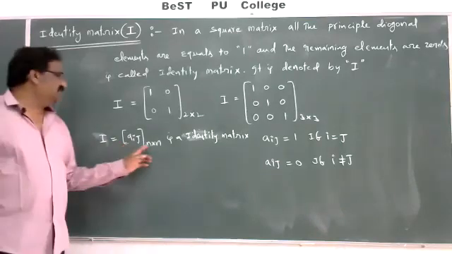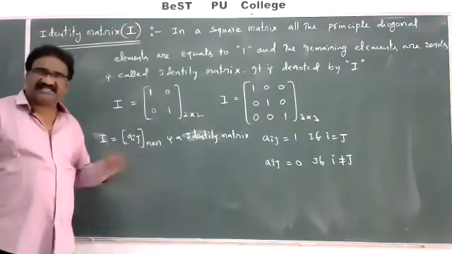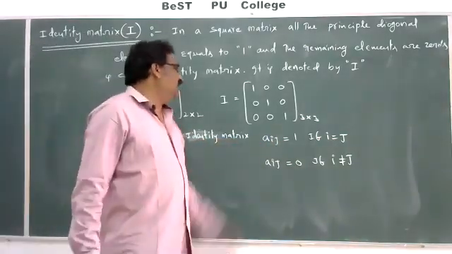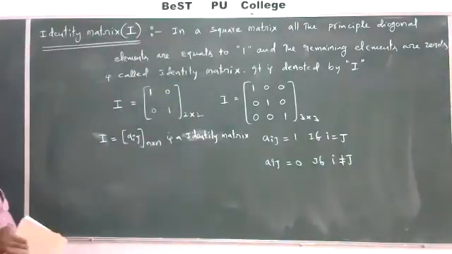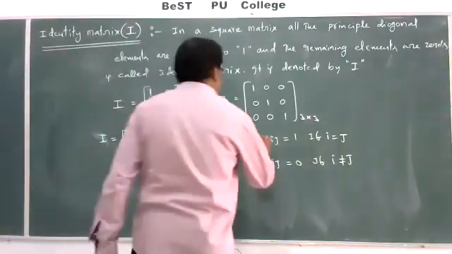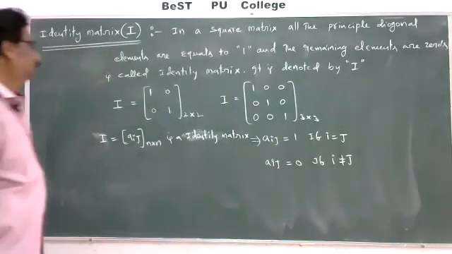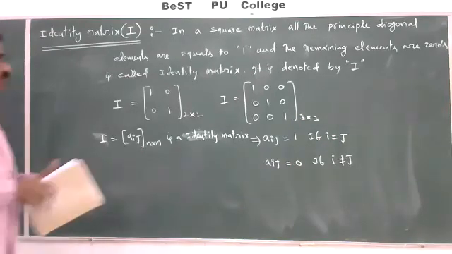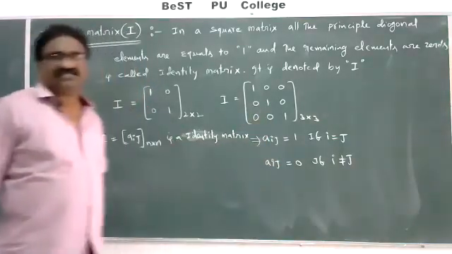Capital I is equal to Aij, an n by n square matrix, is an identity matrix if Aij is equal to 1 if i is equal to j. In a square matrix, if the ith row and jth column are equal, then that element is equal to 1. If the ith row is not equal to the jth column, then the element is zero. Then it is called an identity matrix.